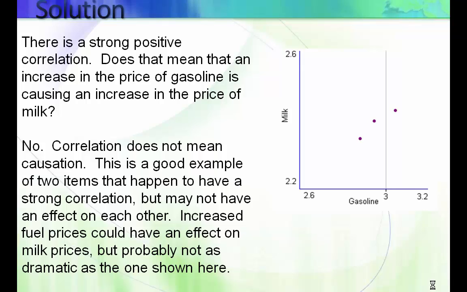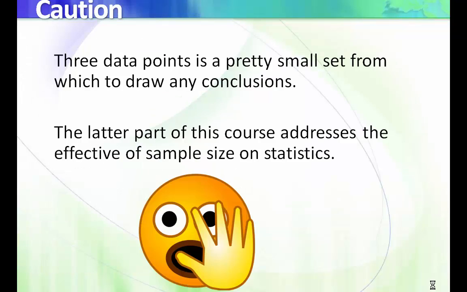This is a good example of two items that happen to have a strong correlation but may not have an effect on each other. Increased fuel prices could have an effect on milk prices, but probably not as dramatic as the one shown here. 3 data points is a pretty small set from which to draw any conclusions. The latter part of this course addresses the effect of sample size on statistics.